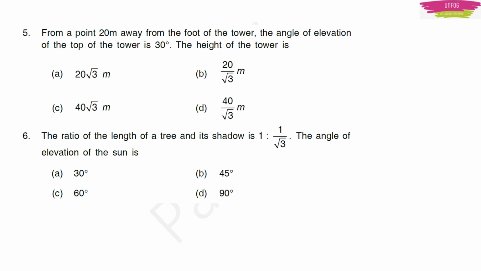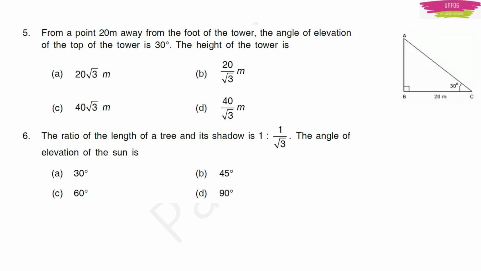Next question. From a point 20 meter away from the foot of the tower, the angle of elevation of the top of the tower is 30 degree. See, from the point 20 meter away from the foot of the tower, the angle of elevation of the top of the tower is 30 degree. The height of the tower is.